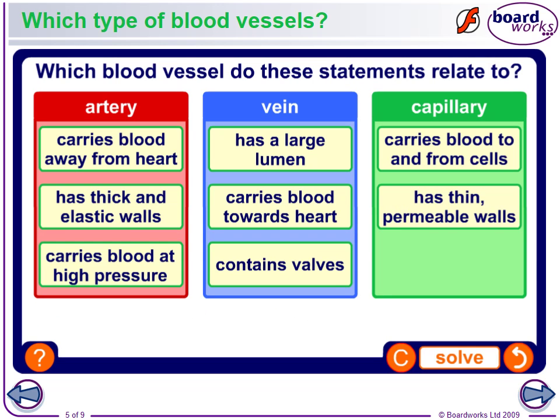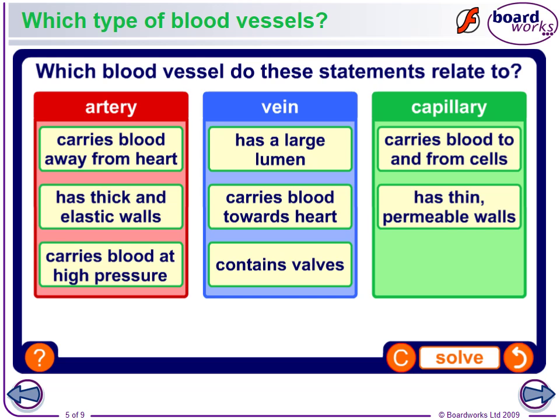Okay, so which blood vessel do these statements relate to? So it has a large lumen. That would be the artery probably. Carries blood at high pressure. Has thin permeable walls, carries blood away from the heart, carries blood to and from the cells. That might be wrong. Has thick and elastic walls, contains valves, carries blood towards the heart.